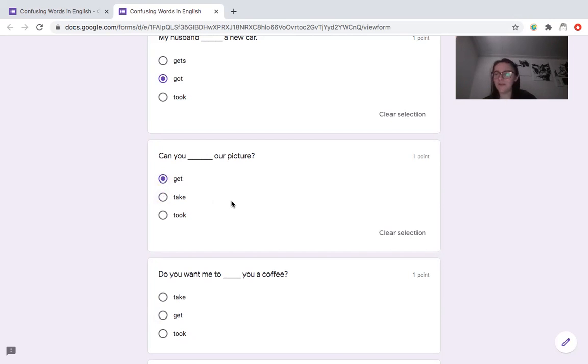Can you get our picture? Can you take our picture? Now in your head, you're probably like, okay, when somebody takes a picture, you need two people. Somebody else needs to take the picture of me or my family, right? Or I take the picture of something. But when you take a picture, it's just like one person, right? What is the right answer?